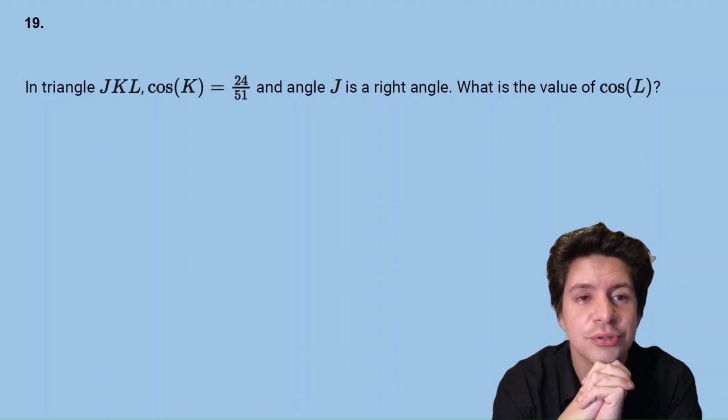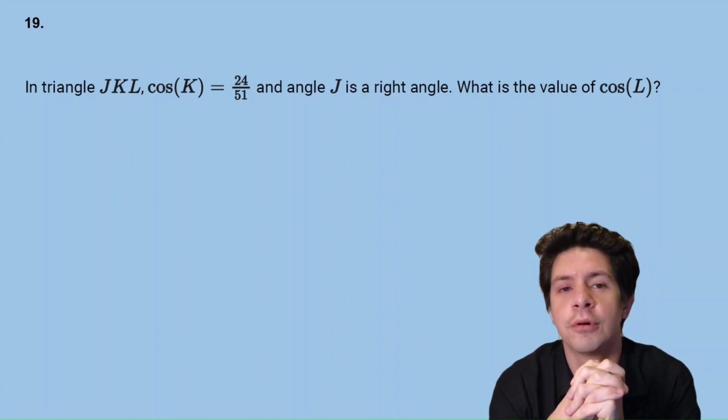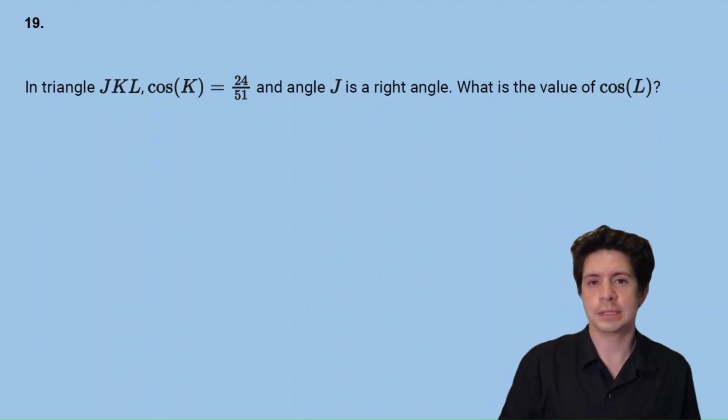This one is in triangle JKL. Cosine K equals 24 over 51, and angle J is a right angle. What is the value of cosine L?